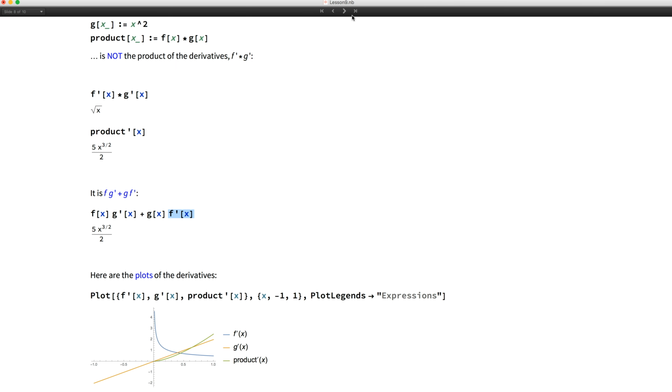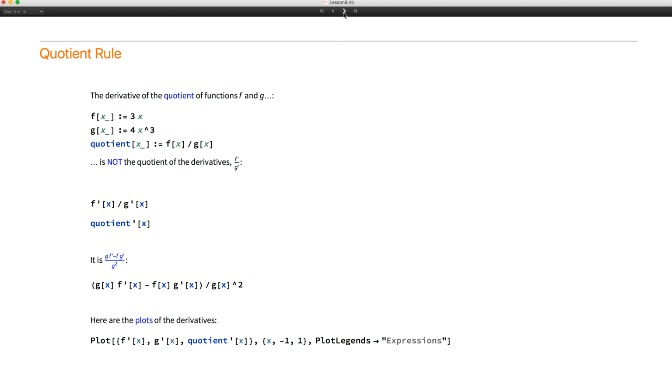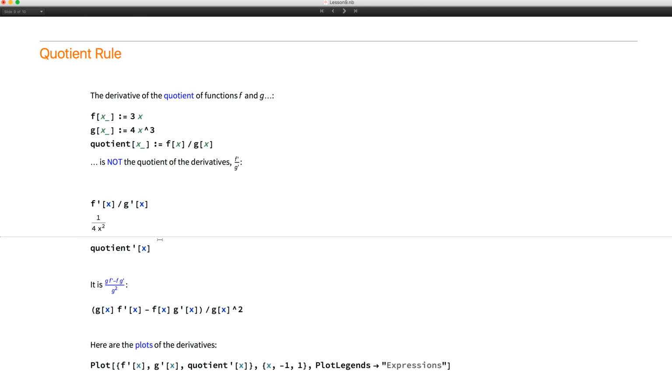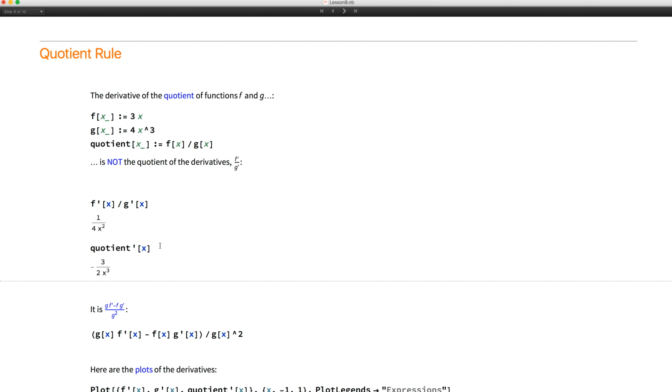And if that is not complicated enough, let's look at the quotient rule. So if you have f and g and you take their quotient, so you divide them, then once again, the derivative of the quotient is not the quotient of the derivatives. You can check that over here. If you do f prime over g prime, you get one answer. If you find a derivative directly for the quotient, you get another answer.